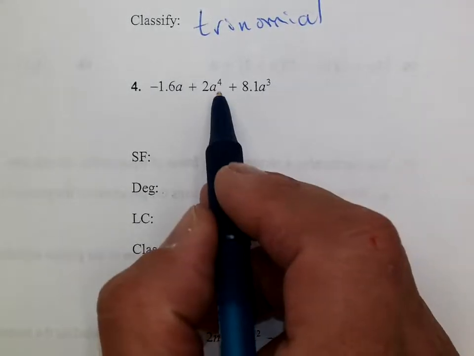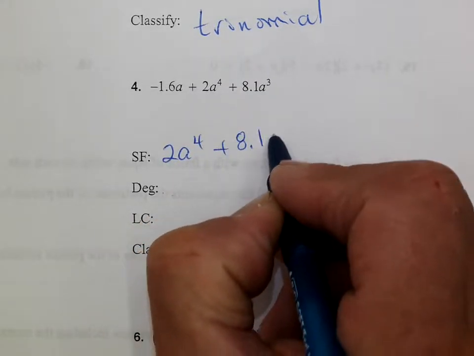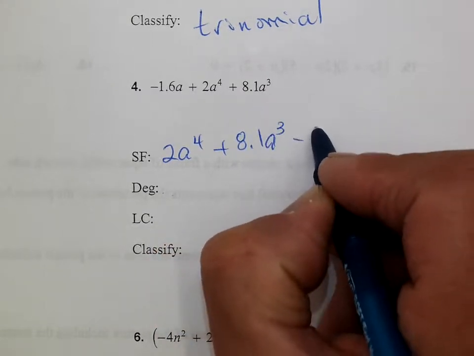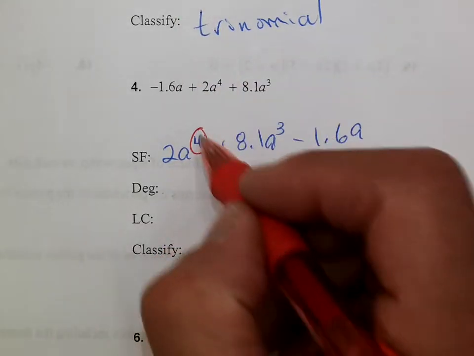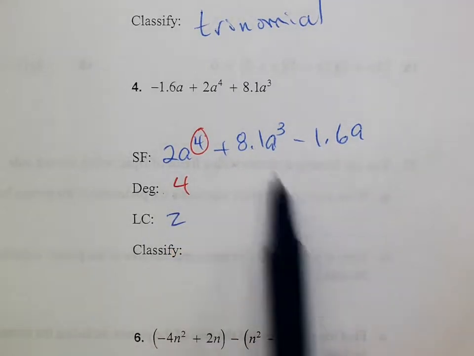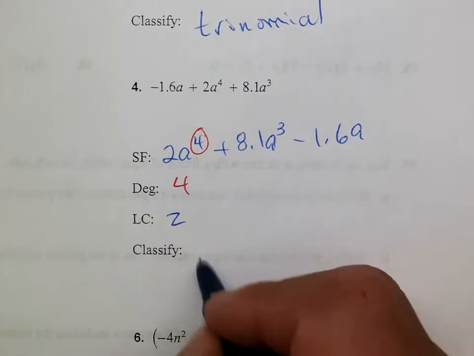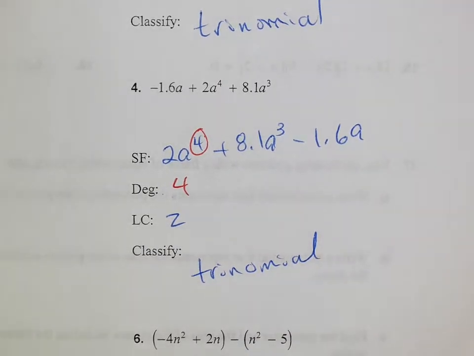Number 4, let's rewrite. So the 2a to the 4th goes first. Plus 8.1a cubed minus 1.6a, right? Degree is 4. Leading coefficient, LC, leading coefficient is 2. There's 1, 2, 3 terms, so it is a trinomial. Now, real quickly, listen. If there's 4 or more terms, you just call it a polynomial, okay? Monomial, binomial, trinomial, and then all the rest are polynomials, because poly means many, so there's many terms, okay?